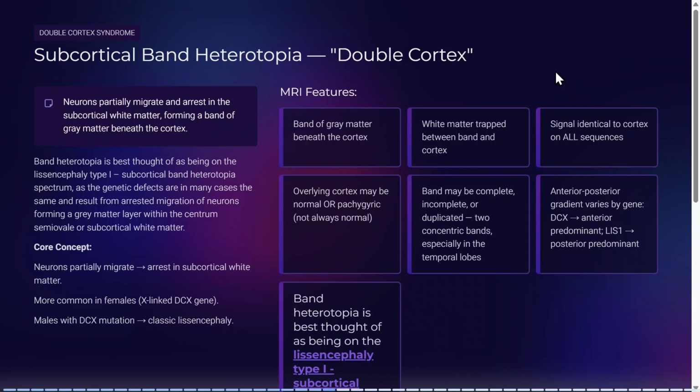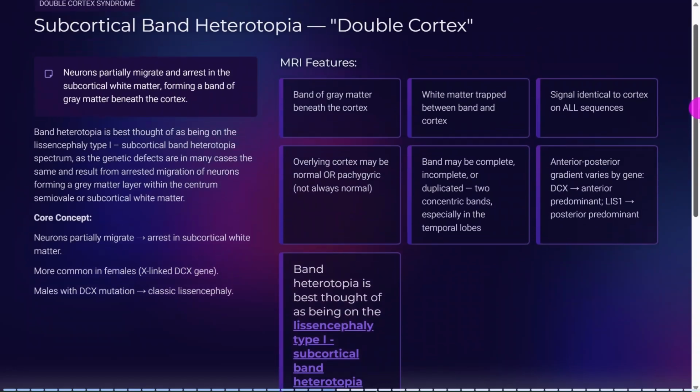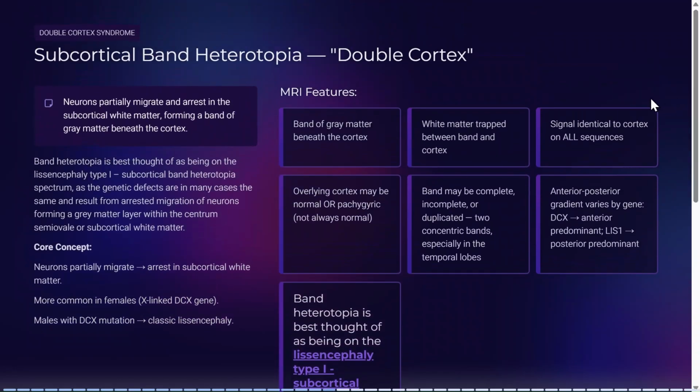Overlying cortex can appear normal. There will be a band of gray matter beneath the cortex. White matter is trapped between the band and cortex. Signal will be identical to the cortex, and the anterior posterior gradient varies by gene: DCX anterior and LIS1 posterior. Bands may be complete, incomplete, or duplicated. Two concentric bands can be seen, especially in the temporal lobes. So this was all about double cortex.